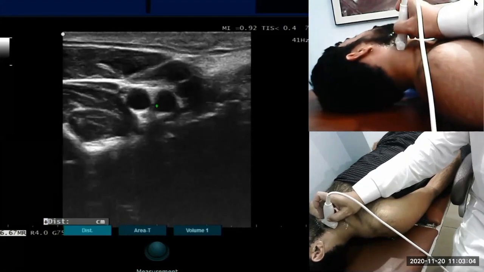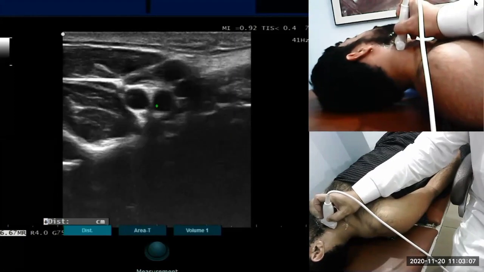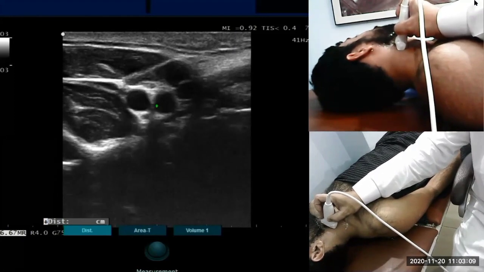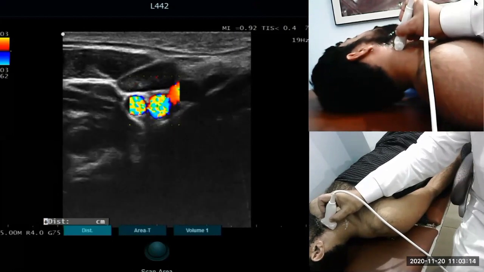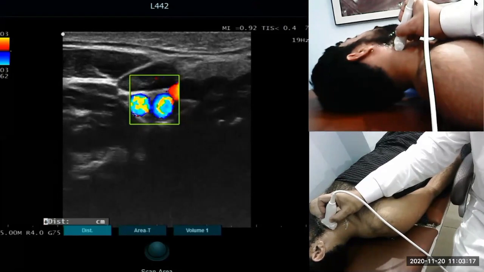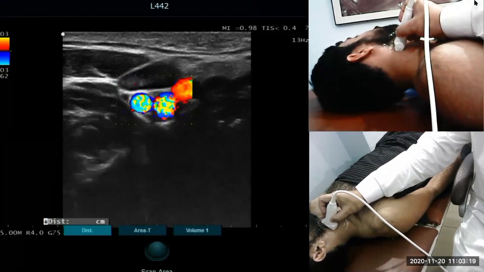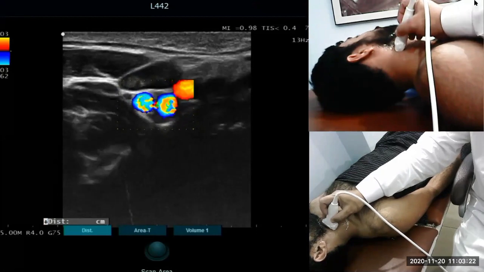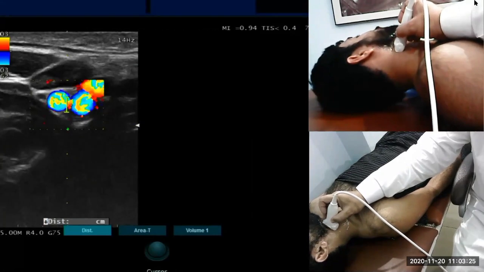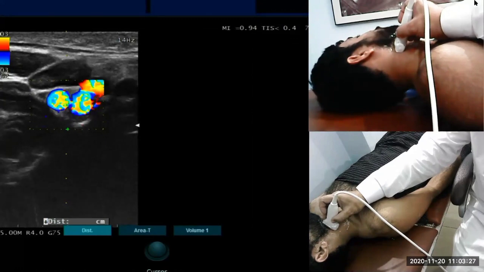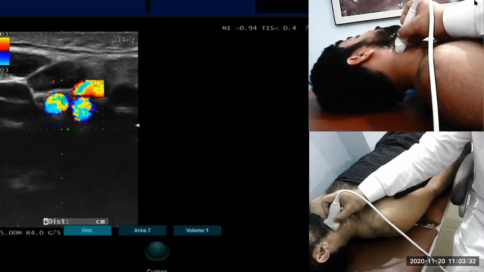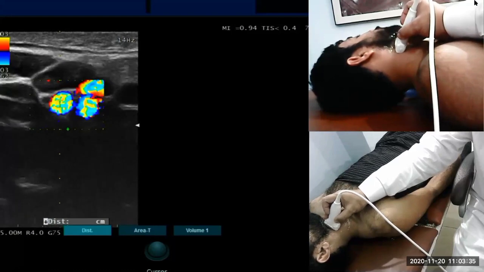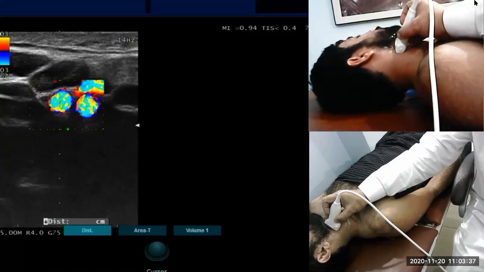We can always put color here and can see with the help of the spectrum they will produce which is the internal carotid and which is the external carotid.